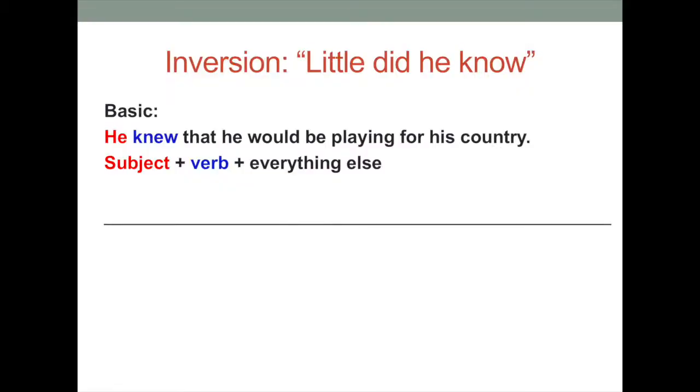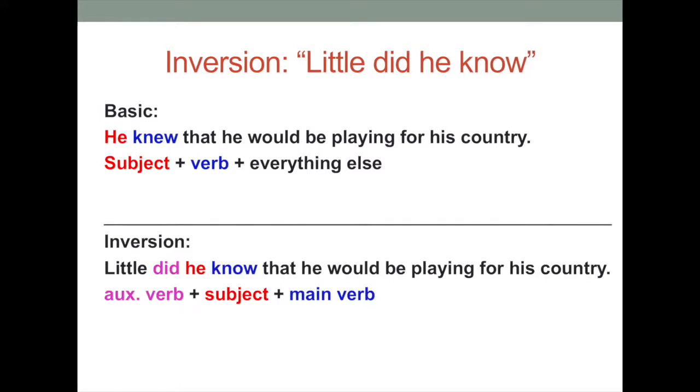So again, if we used he knew that he would be playing, we use he for the subject, knew for the verb. It's very basic. But to invert the sentence, we add in that auxiliary verb did in front of know to change up the order to be more formal. So we can write little did auxiliary verb, he subject, know main verb. Inversion is all about putting auxiliary verbs in front of subjects. And we do this in questions, right?